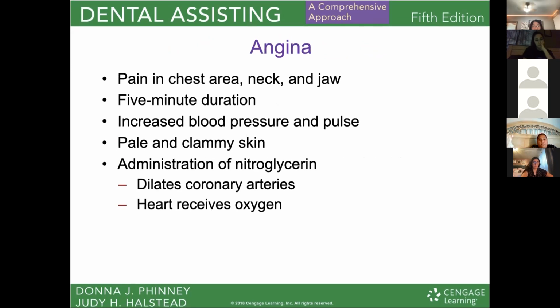Okay, so now we're talking about angina. So angina is a type of chest pain. So this is pain in the chest area, the neck, or the jaw. It usually has about a 5-minute duration. And what it is, is an increased blood pressure and pulse. The patient may appear pale with clammy skin. So when a person is experiencing angina, the person will want to remain motionless and stop all activities. Many people with angina may be under the care of a physician and may carry nitroglycerin with them. Nitroglycerin is placed under the tongue to help relieve the chest pain.